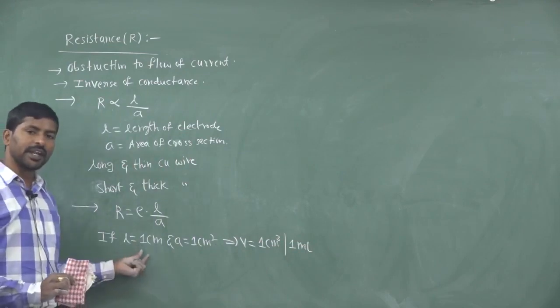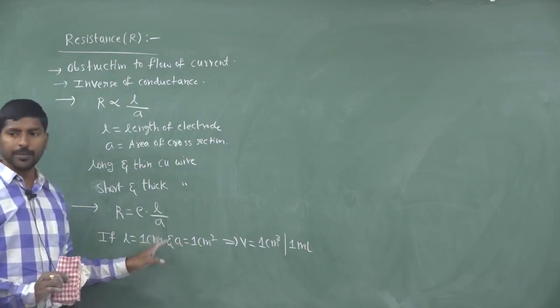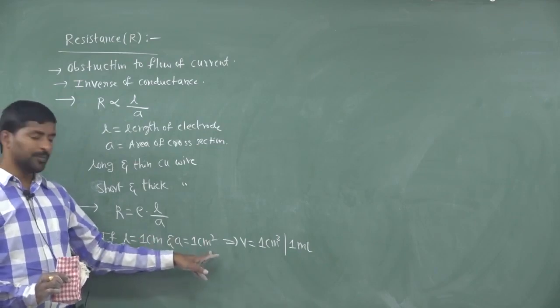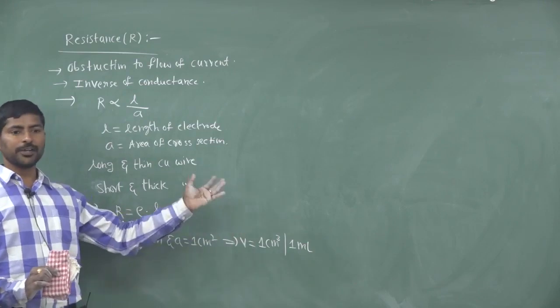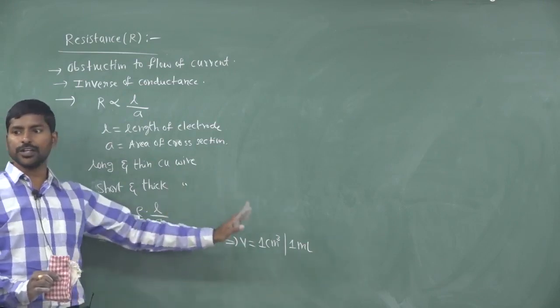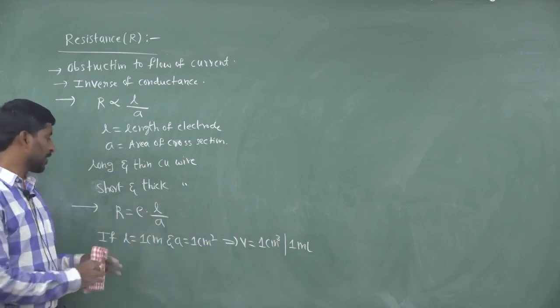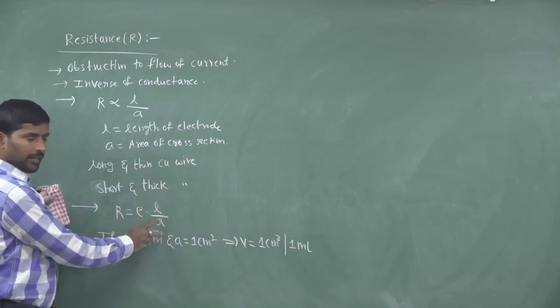Okay, we are taking length 1 unit and area also 1 unit, whether it may be centimeter or meter. Whether it may be 1 centimeter square or 1 meter square. Volume 1 centimeter cube or 1 meter cube. Length we are taking 1 unit, area we are taking 1 unit, volume we are taking 1 unit. And so these two get cancelled, only 1 remains.